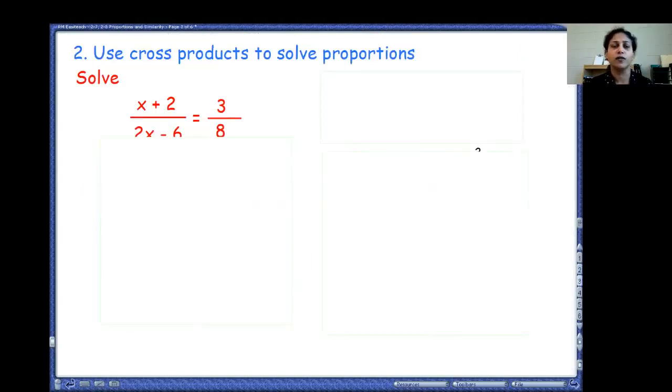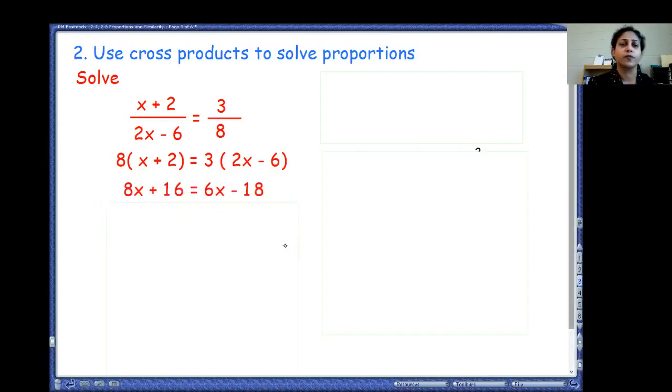And so we move on to using cross products to solve proportions. So here is another question. Here we have 2 ratios that are equal to each other, so you're going to cross multiply and it becomes 8 times x plus 2 equals 3 times 2x minus 6, which you distribute, and then you isolate your x and you solve for x and you write your answer in a solution set.